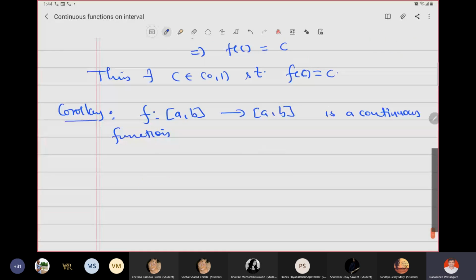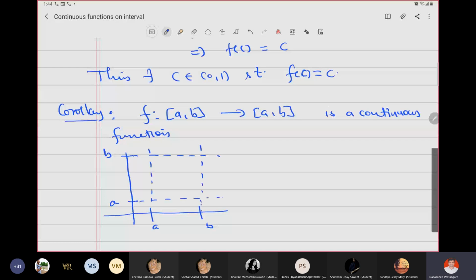Now, not 0, 1 interval, I am just taking any interval AB, A to B, and in codomain A to B. So function is defined on AB and its range is also inside AB, and therefore you look at the line y is equal to x. Right. So what are the coordinates of this point B comma B? What are the coordinates of this point A comma A? And therefore you look at the line y is equal to x. It passes through the diagonal. That means it passes through these opposite corners.